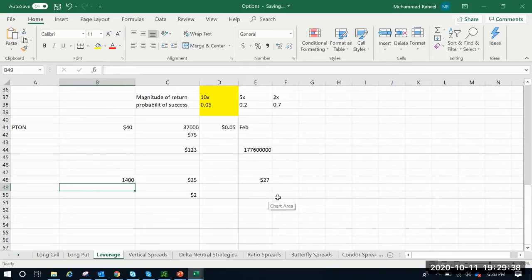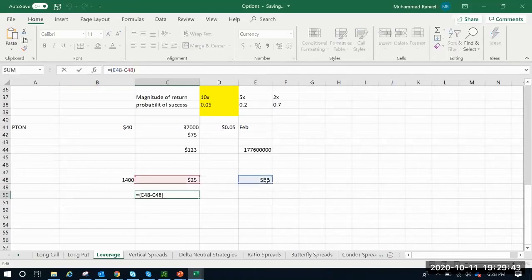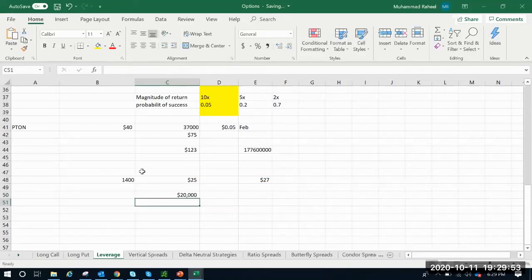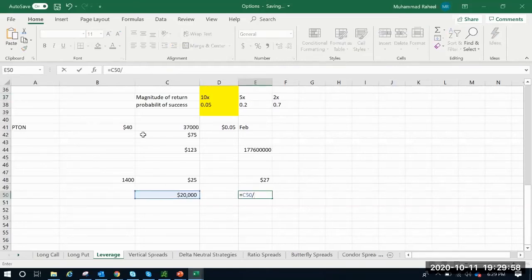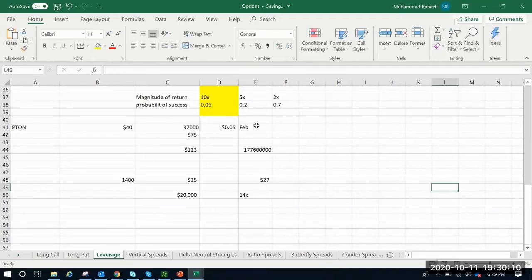But if it goes to $27, you will make $2 per share, and then you have 100 contracts, and each contract has 100 shares. You'll make $20,000 on an investment of $1,400. You know better than me the type of return that is, making your money 14x. So yes, 14x return, 1400% return. But the probability, now coming back to your question, what is Neo today?